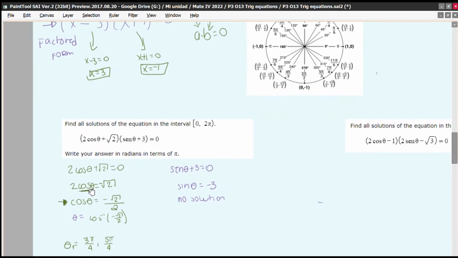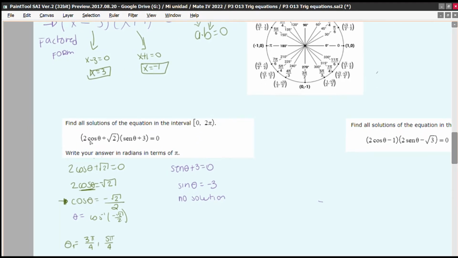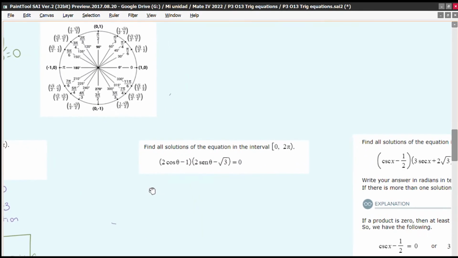So at the end, as a final solution, I'm going to put all my possible solutions that I found together. So all my solutions are only the first two. 3 pi fourths and 5 pi fourths. And I don't have any more solutions from the second factor, okay? So that is it. Relax, this is easy, okay? Next example.